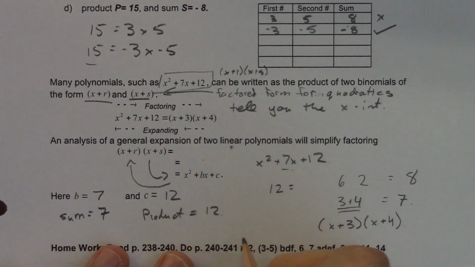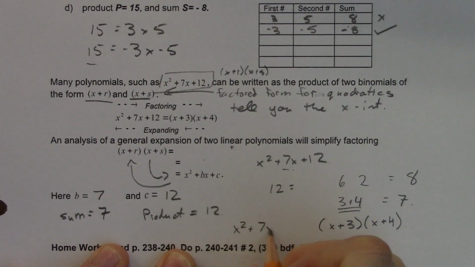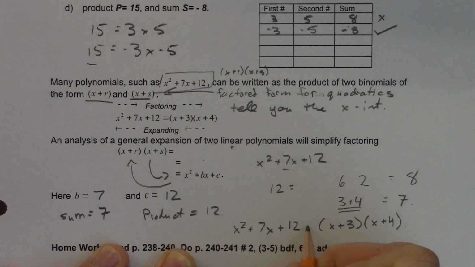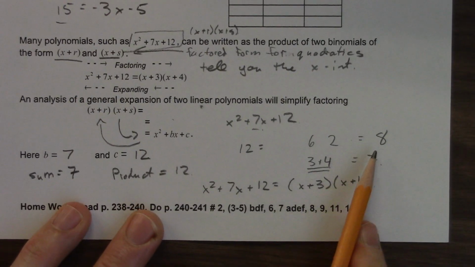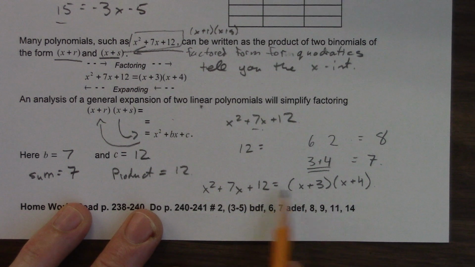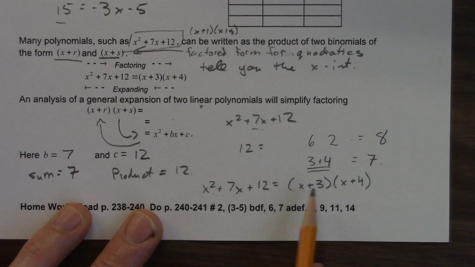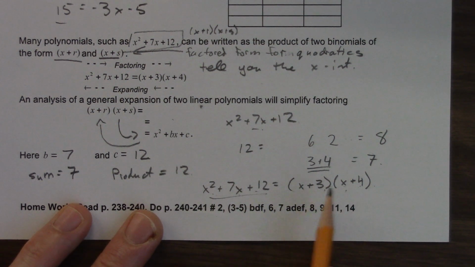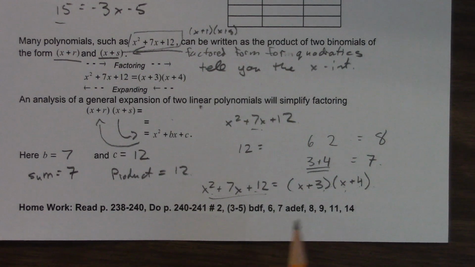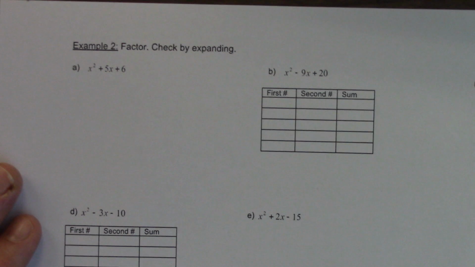So do you see how now I went from this to this in one step by knowing the two numbers that multiply to give me 12 but add to give me 7? Okay, and I can verify this if I expand this. I get x times x is x squared, x times 4 is 4x plus 3x is 7x, and then 3 times 4 is 12. So that's how I went from here to here. Any questions? We can do some more examples. This should start to make sense a little more as we do a couple more examples.